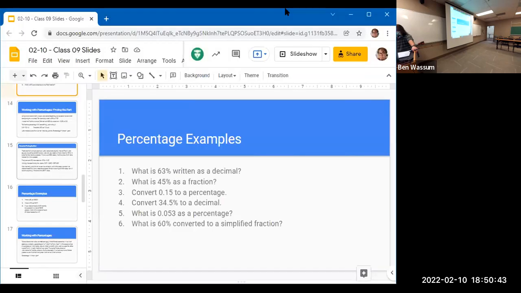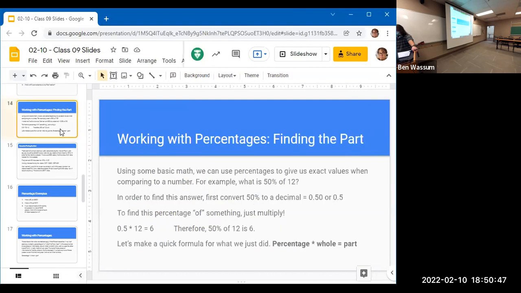Moving on, so we got more stuff with percentages. So now we can actually go to using these for something, now that we know how to convert stuff around. Using basic math, we can use percentages to give us exact values when comparing to a number.